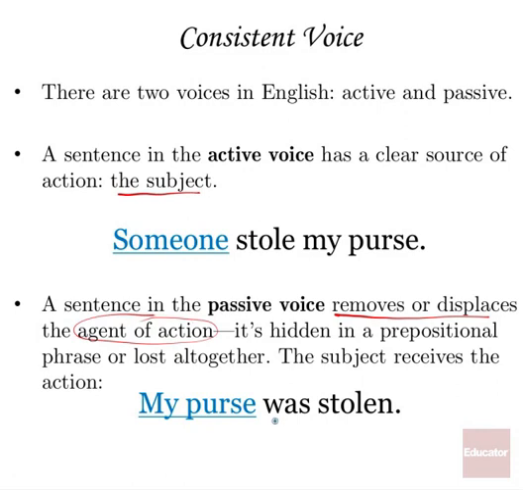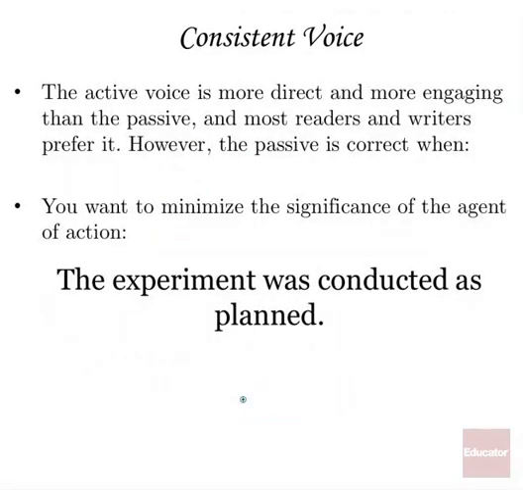So, my purse was stolen. The verb is was stolen, but the subject is actually what got stolen. It's the subject and the object at the same time. Very confusing. So, that's the difference between the active and the passive voice. Which one do you use?